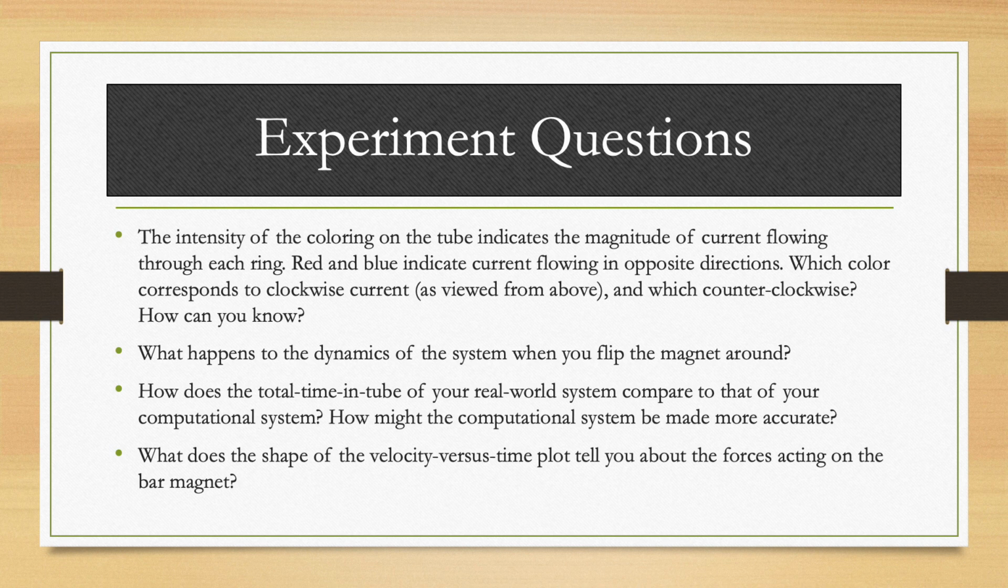How might the computational system be made more accurate? The model could account for air resistance, and more rings in the tube may create more accurate results. What does the shape of the velocity versus time plot tell you about the forces acting on the bar magnet? The forces are not balanced in the first part of the graph, but the forces are balanced in the middle part of the graph and is once again unbalanced at the end of the graph.